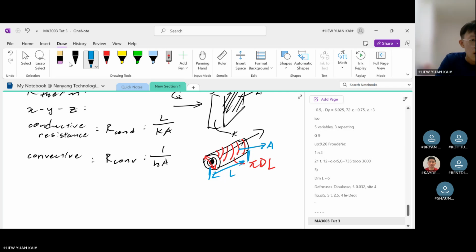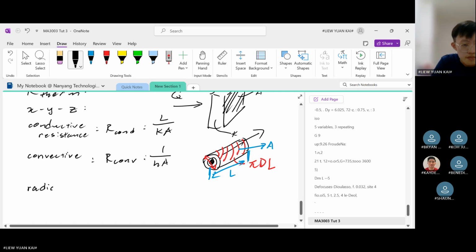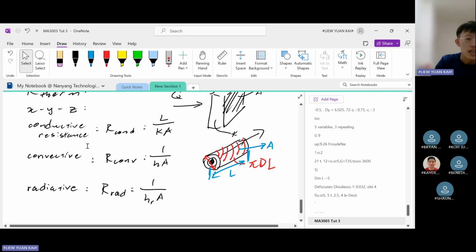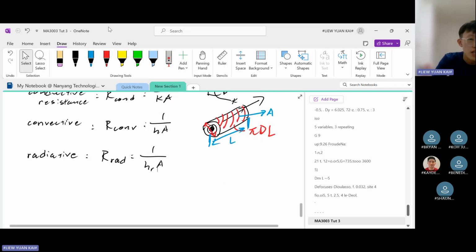Okay. Now let's talk about the radiative resistance. So the radiative resistance is similar to the convective resistance formula, 1 over hR A. Okay, the R stands for radiation. Except hR is never directly given to you. Okay, hR is never directly given to you. In convection, h is directly given to you, but hR is not. Why? Because there's a special formula for hR.